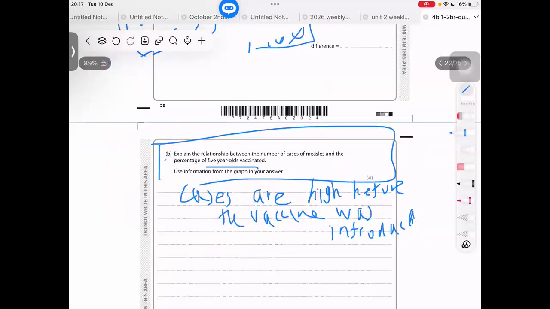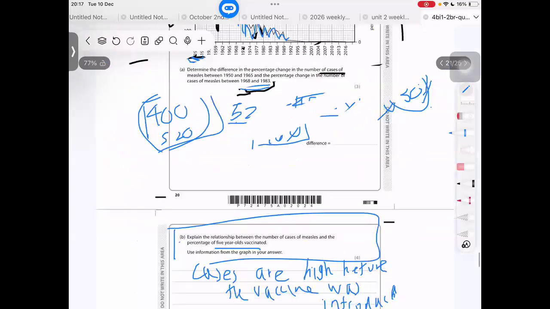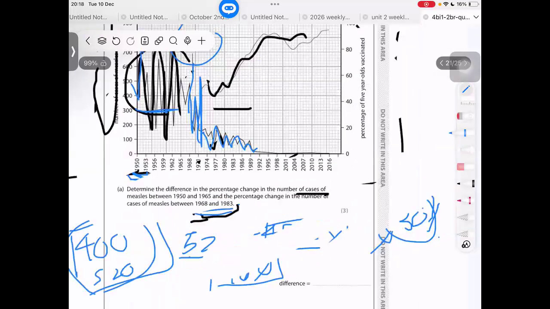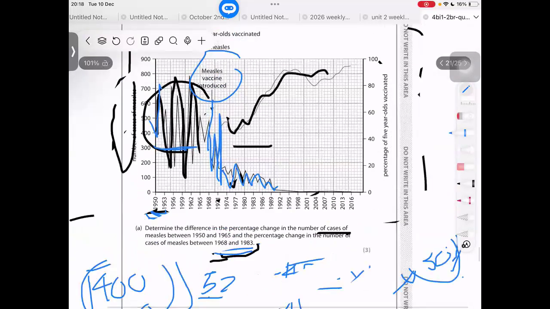The next point is cases are more variable as well. Can you see that in one year the cases are very high, and another year the cases are very low? That's because measles could be caused by different variants, since it's caused by a virus. Even the COVID virus has different variants, right?